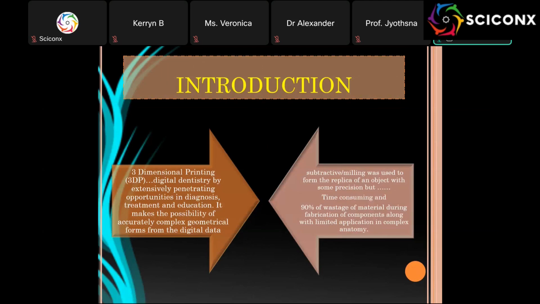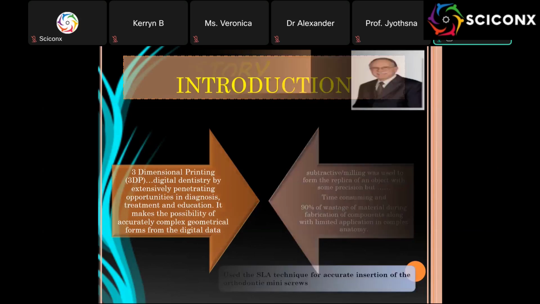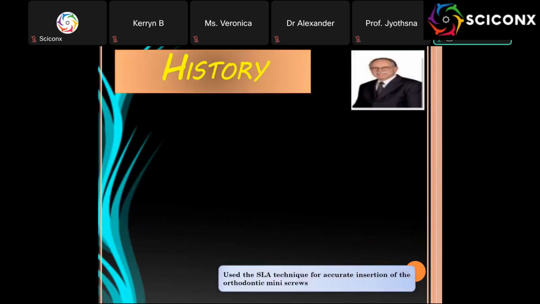However, in the traditional time, the subtractive manufacturing process or the milling process was used to form the replica of an object. But it has certain pros and cons. The most important con is that it was a time-consuming process, and there was a large amount of wastage of the material. Even more than 90% of the material was wasted with the subtractive milling process. So that is why three-dimensional technology came into evolution as a revolutionary approach in dentistry.